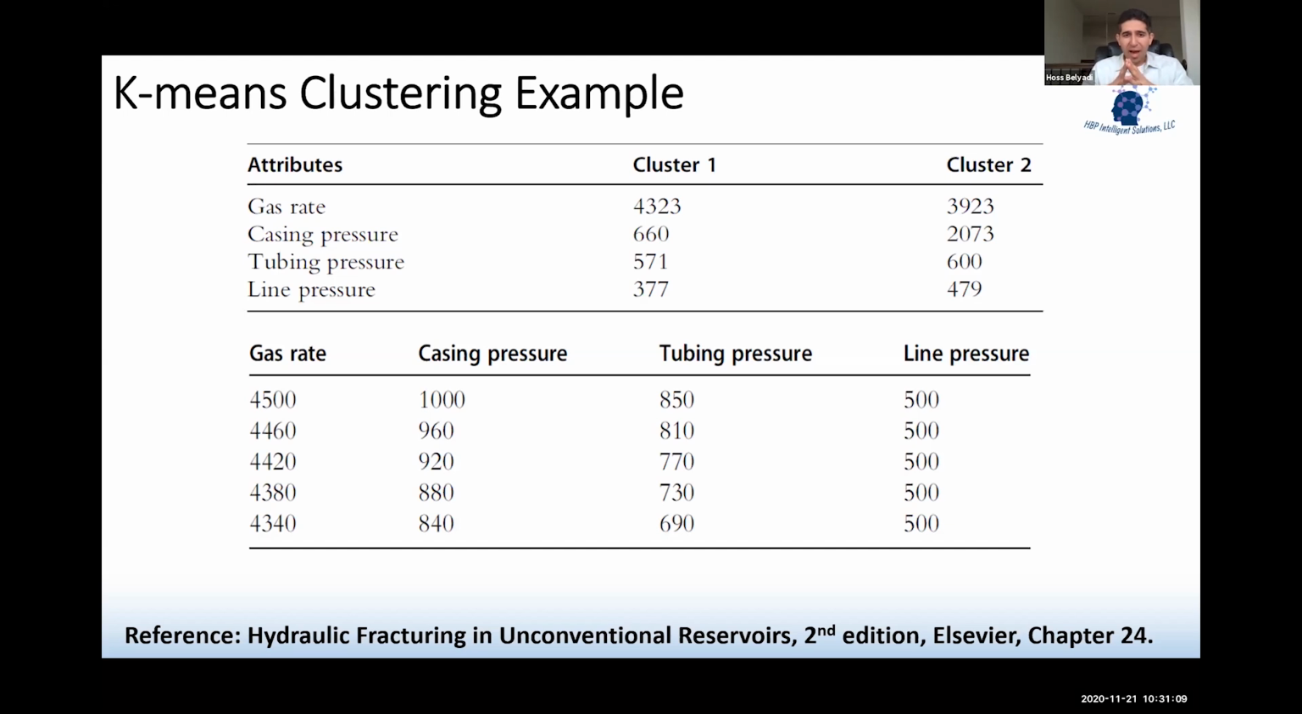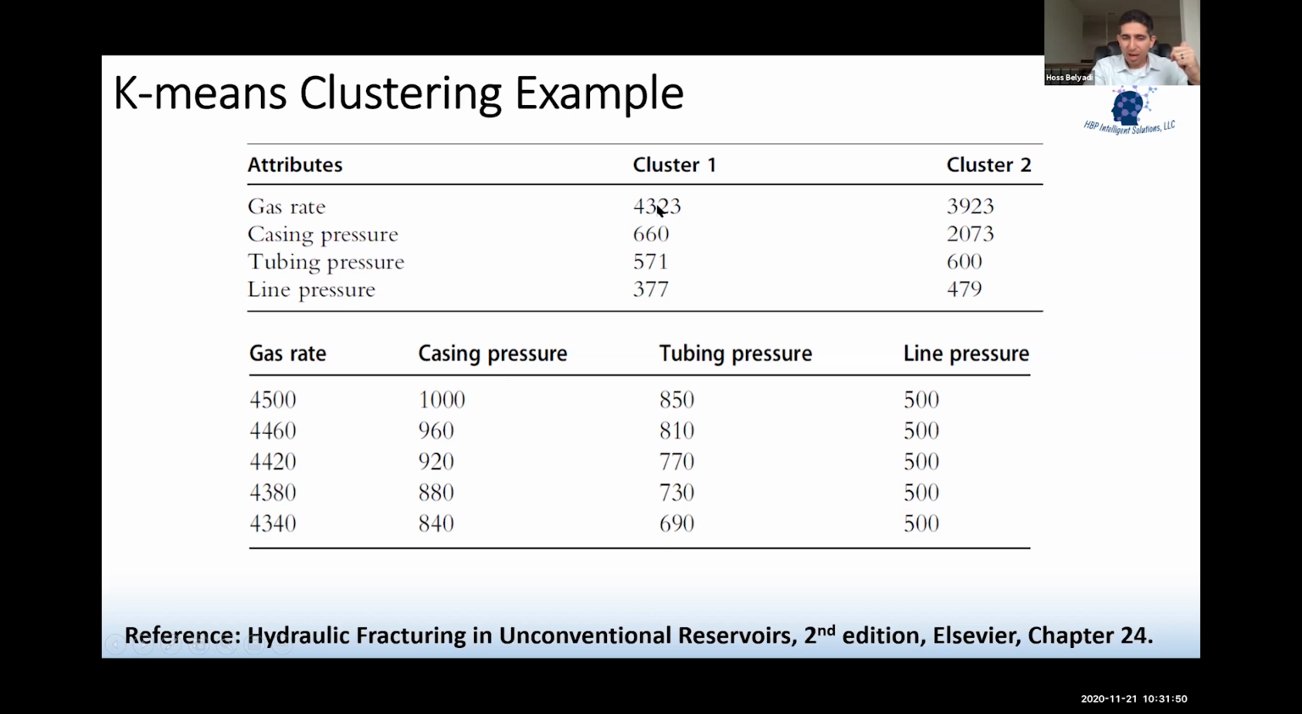So imagine that you've done your clustering. Let's just say you applied your k-means clustering based on the steps that I showed you, and you have 4 attributes: gas rate, casing pressure, tubing pressure, and line pressure. These are your input features. The output of k-means clustering, if you chose 2 clusters, which is loaded versus unloaded in this case, cluster 1 and cluster 2, is going to be a number for each feature.